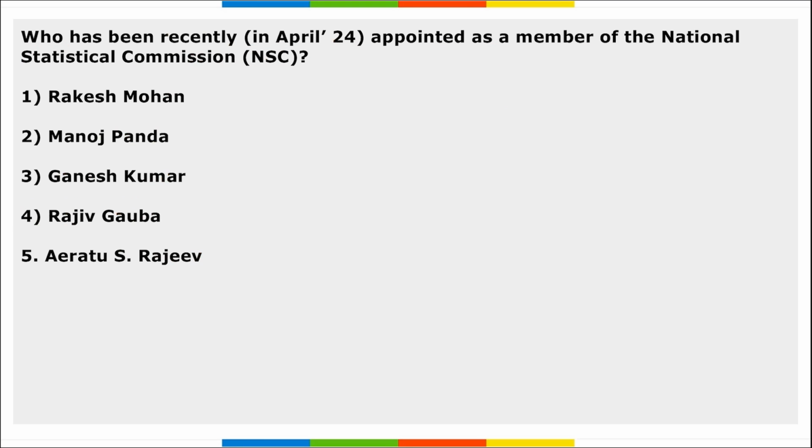Next, who has recently been appointed as a member of the National Statistical Commission? Ganesh Kumar has recently been appointed as a member of the National Statistical Commission. Take a note of this. The total strength of the members of the commission, including the chairman, is 5. Ganesh Kumar was a member of the working group for the 77th round of the National Sample Survey conducted by NSO.